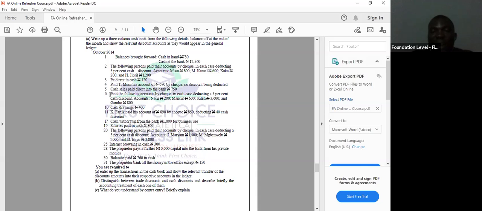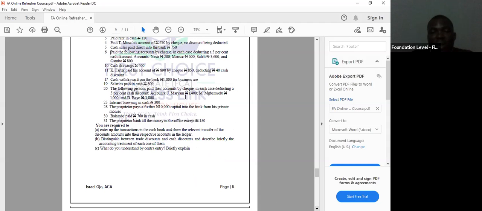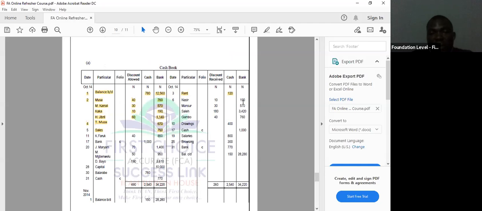It means that 570 will hit our bank, while 30 will be under discount received. So if we look at it here, we have nursery, we have the 10 year. After that, we have also 5 discount received here. We have also these 5 discount of it, which is 190, and we have Gambo also 5 discount of it, which is 40, and that's how we have it here.